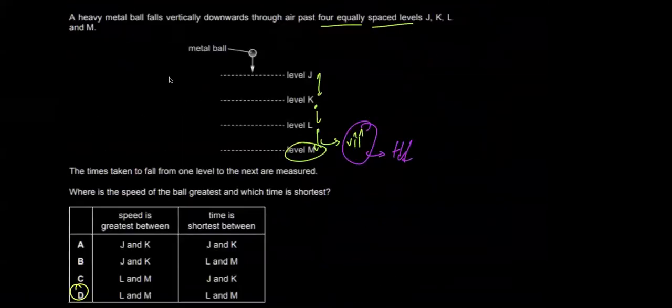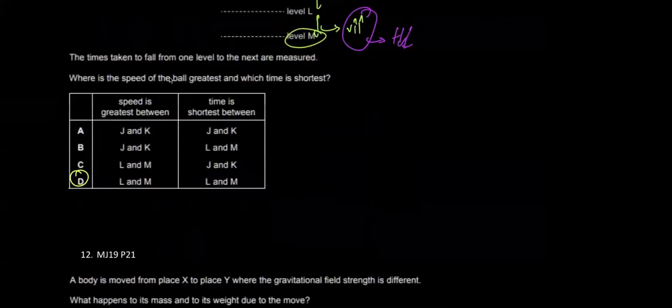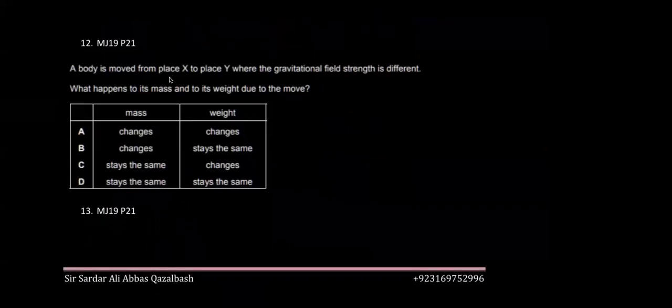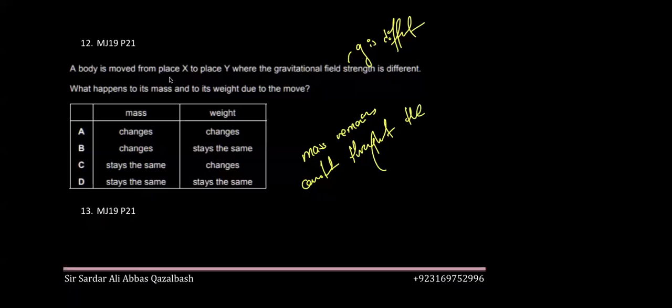Question number 12. A body is moved from place X to place Y where the gravitational field strength is different. So we know that g is different. What happens to its mass and to its weight due to the move? Always remember, mass remains constant throughout the universe. So the mass always stays the same. So the answer is either C or D.